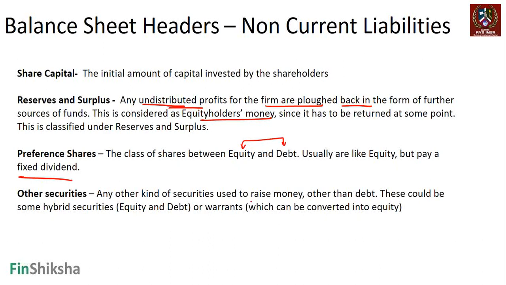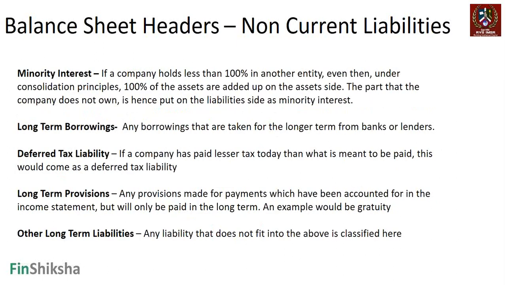And other securities: if you want to raise money other than debt, it could come in the form of hybrid securities, which are a combination of equity and debt. You could also see the term warrants, which can be converted into equity. Warrants or rights can be converted into equity at some point. So again, something that is a little bit too complicated for us to study at this point of time, but just good to know that we have read about this. So if we read this term somewhere, we get a sense that okay, yeah, we understand what this is, right?